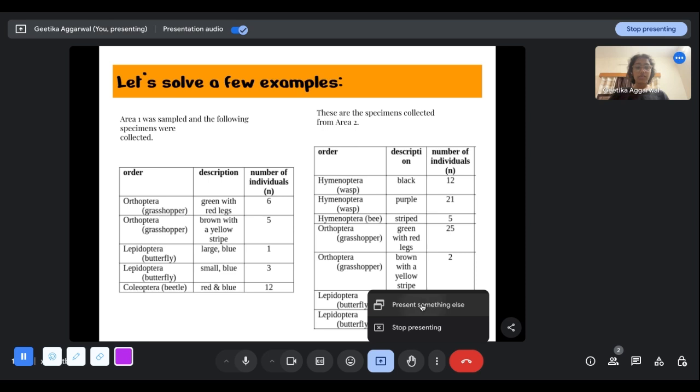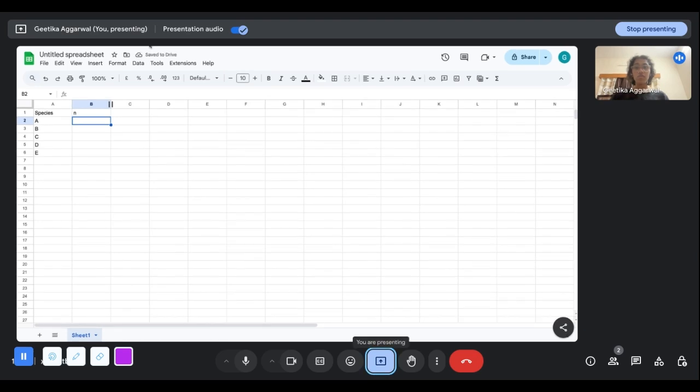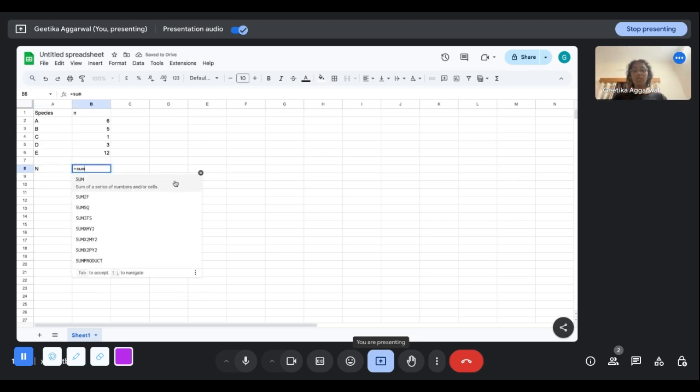So let me share my screen with you. Here you'll be able to see that we have different species, say A, B, C, D, and E. The number of individuals, small n, here we know, was how much? 6, 5, 1, 3, and 12. There are 6 individuals, 5 individuals, 1, 3, and 12. So capital N, which is the total number of individuals in that area, is the sum of these different individuals. So it's actually 27.